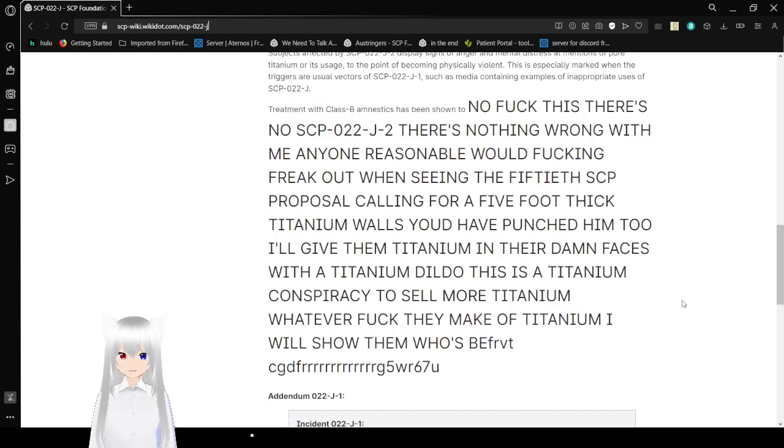Treatment with Class B amnestics has been shown to... No! Fuck this! There's no SCP-22J2! There's nothing wrong with me! Anyone reasonable would freak out! I went seeing the 50th SCP proposal calling for 5-foot-thick titanium walls, you would have punched him too. I'll give them titanium in their goddamn faces with a titanium device. This is a titanium conspiracy to sell more titanium. Whatever. They make up titanium. I will show them.